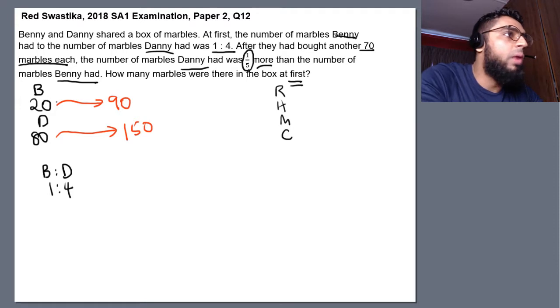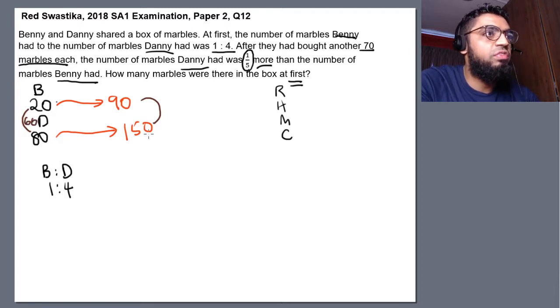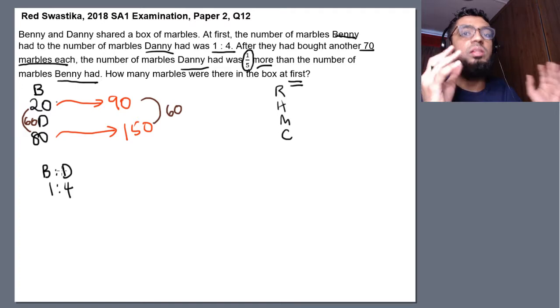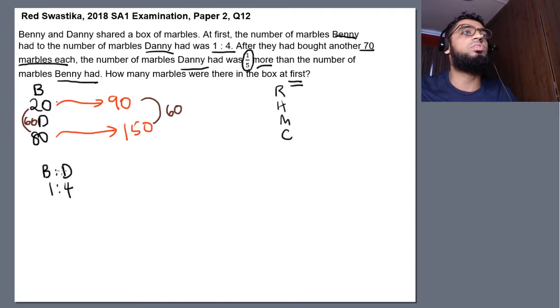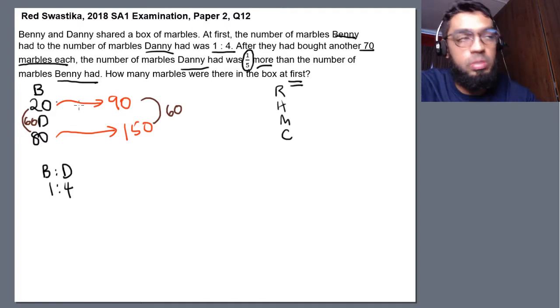150. Now I want you to check, what is the difference between their marbles at first, 20 and 80, versus 90 and 150 in the after case. If you check, 80 minus 20, the difference is 60. 150 minus 90, the difference is also 60. As you can clearly observe, the difference remained the same. The difference was unchanged. Why is that so? Because they each bought an equal number of marbles.